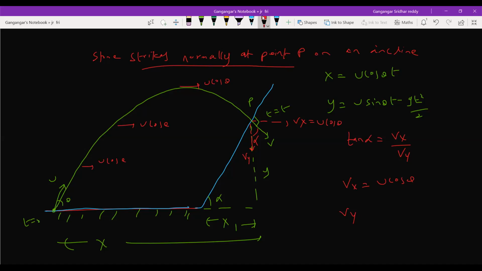Is that okay? So I know vx, I know alpha. Can I get vy? Yes, I'll get vy. So vy equals vx by tan alpha, or u cos theta by tan alpha. You know u, theta and alpha, so you'll get vy. If you know vy, you can calculate time from u sin theta minus gt. Once you know time, you can get the value of x, and then the value of y. From y, you can get x1, and from x1, all other things.